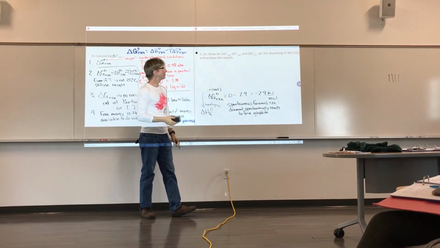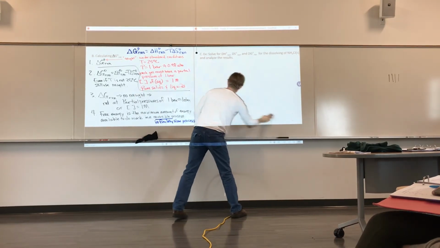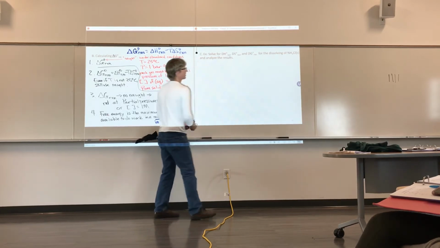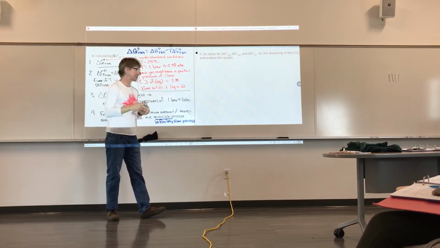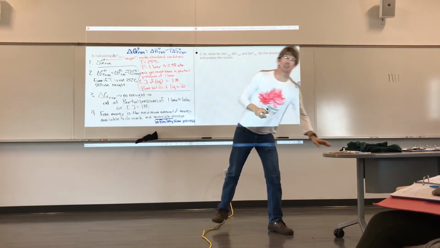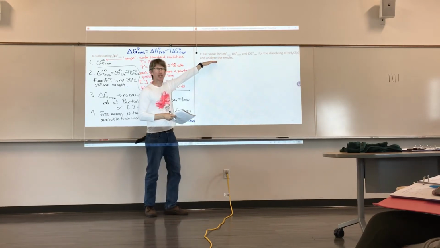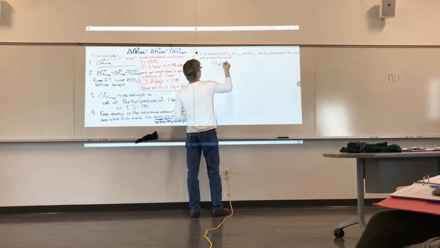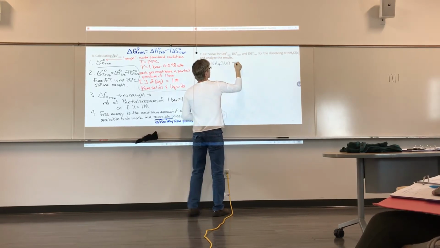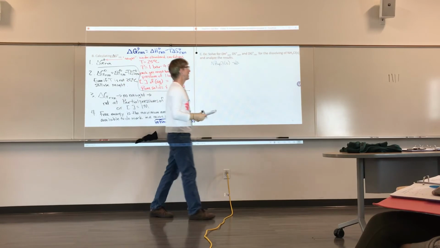It says solve for delta H not reaction, delta S not reaction, and delta G not reaction for the dissolving of ammonium chloride solid, and analyze the results. The reaction I don't need my notes for, but the numbers I do. Dissolving reactions start with a solid. They go to aqueous species. In these cases, they will be ions.